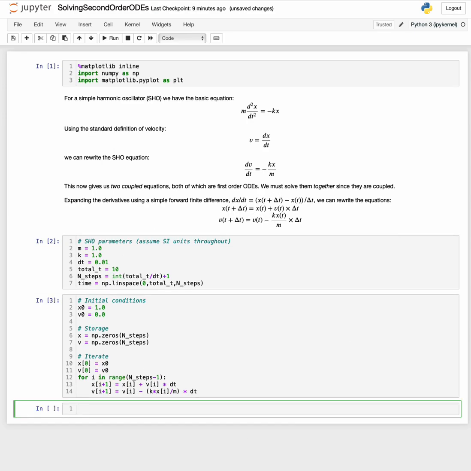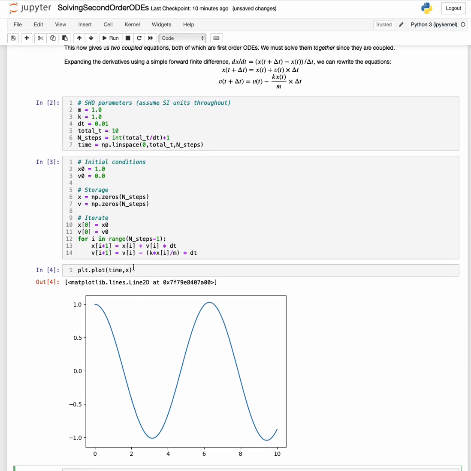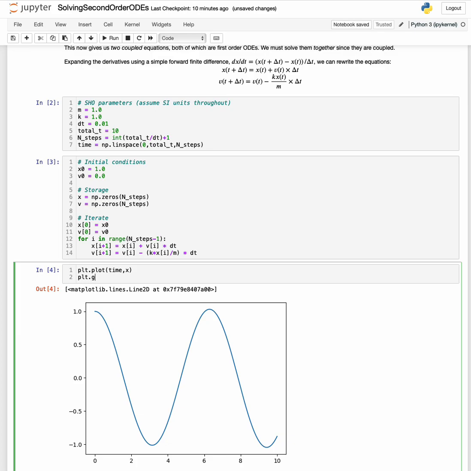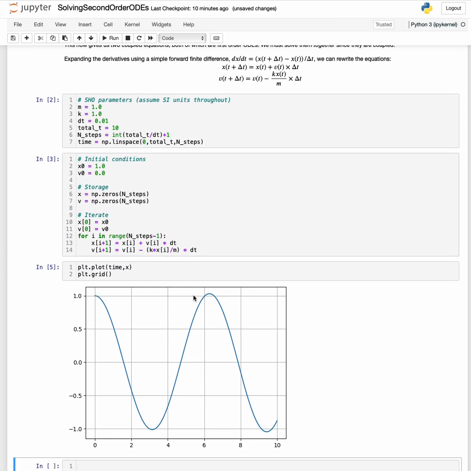So we'll run that, and now we need to plot. So I'll do plt.plot of time comma x. Let me just check that that works. That looks reasonable. If I put a grid on there, then I can see that actually, okay, the amplitude is getting bigger. Now, physically, we know that's nonsensical because we're not putting energy into the system, but that's just an indication that this time step is too big.